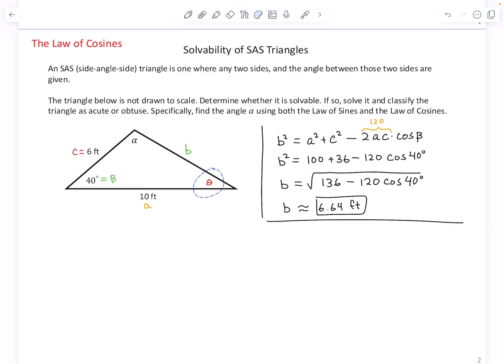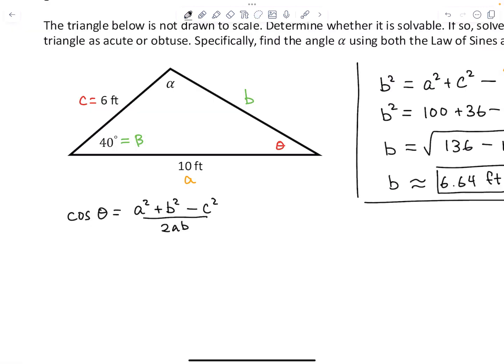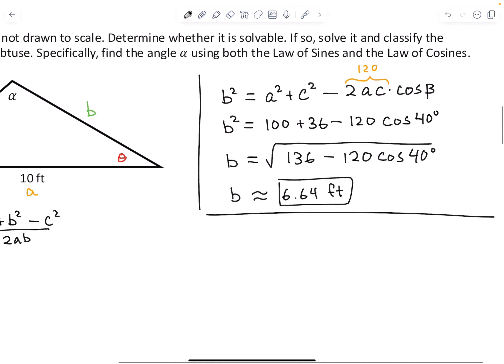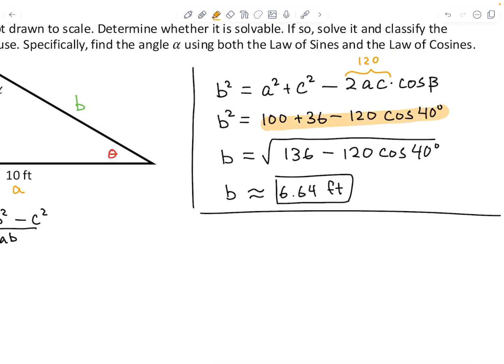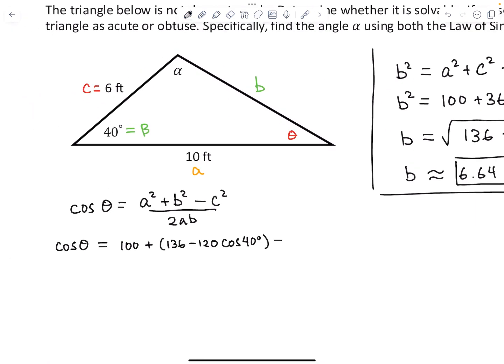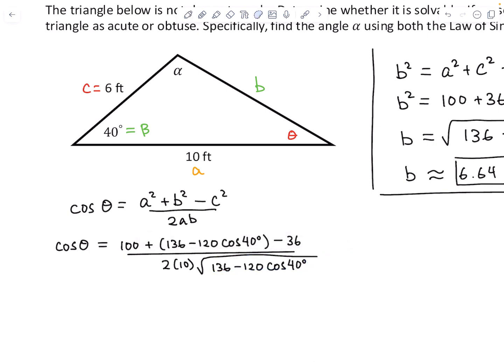Let's find theta first. I'm going to grab the version of the law of cosines that has the cosine theta already isolated, and then begin substituting. Cosine of theta will be equal to a squared, which is 100, plus b squared. B squared is this expression right here, which, when simplified, became this radicand. And then minus c squared, which is minus 36, all over 2 times a times b, where b is the square root of 136 minus 120 cosine 40 degrees.